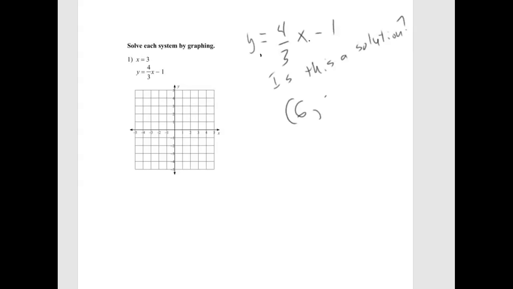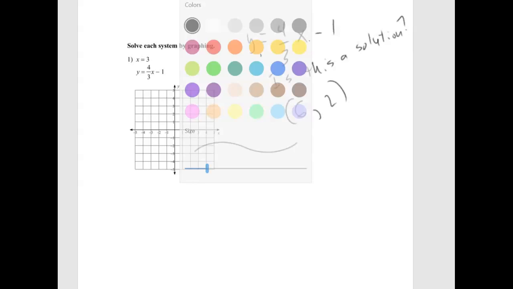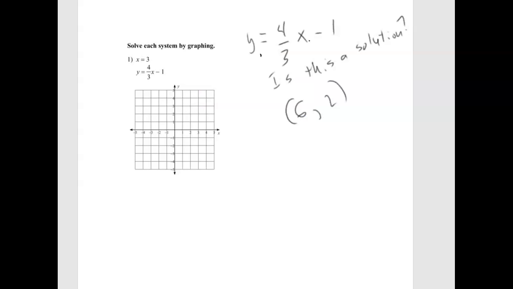6, y equals 2. And you would check to see if this is true: does 2 equal 4/3 times 6 minus 1? Well, 6 divided by 3 is 2. 2 times 4 is 8. 8 minus 1 is 7. Is 2 equal to 7? No. So this is not a solution.